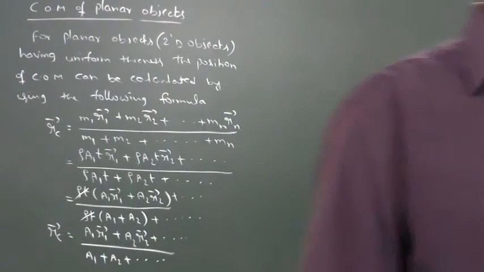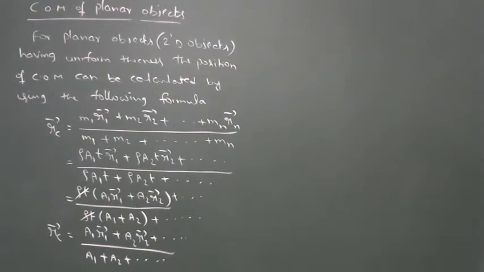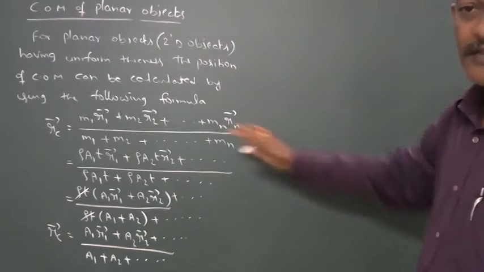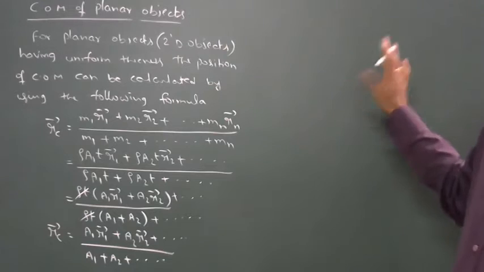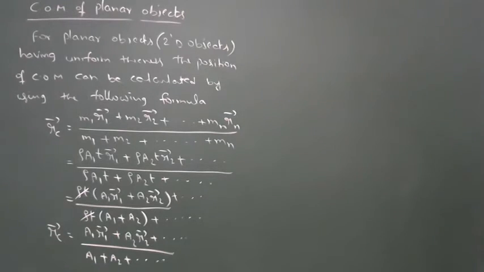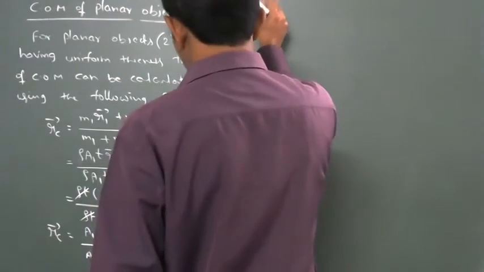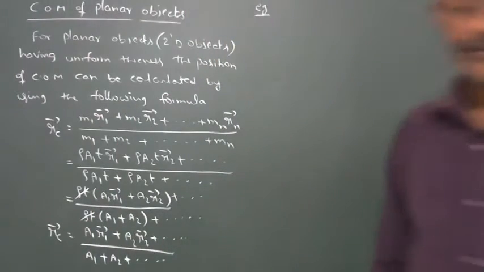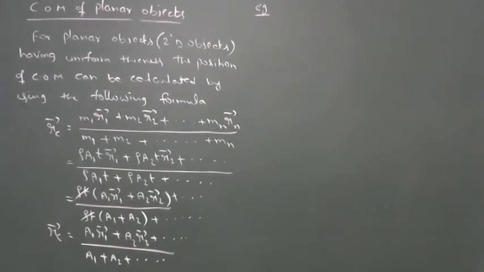This is the formula for laminar type objects or planar type objects, that is 2D objects. That means the object occupies a certain area on this board, and that is called a 2D body or planar type object. The formula is A1 R1 bar plus A2 R2 bar and so on divided by A1 plus A2 and so on. Now let us do an example on this concept. Example problem.